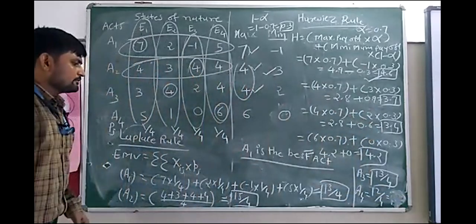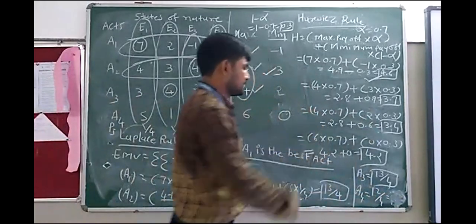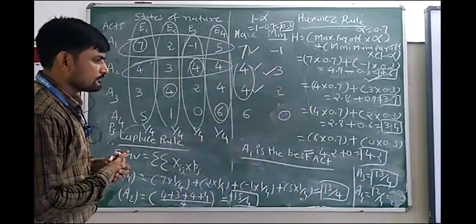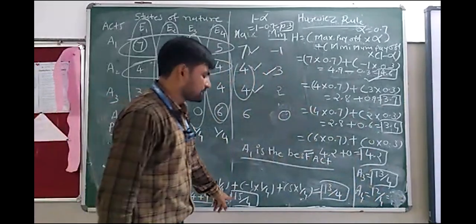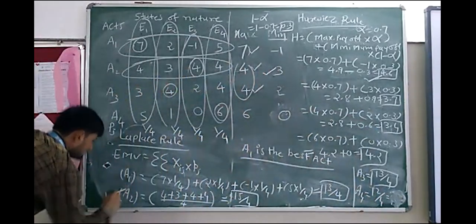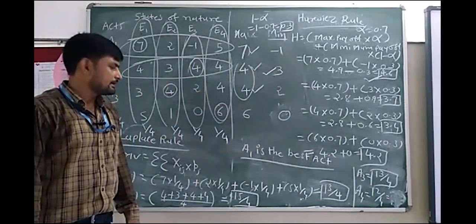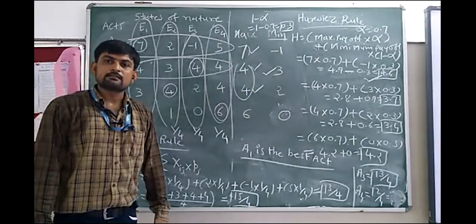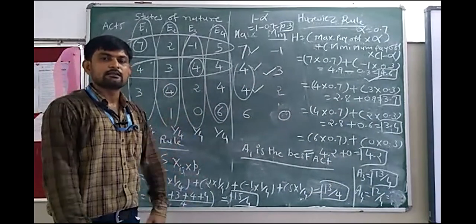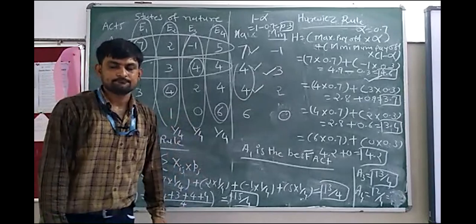Now here, the denominator is the same. So we'll directly compare the numerator. Which numerator has the greater value? I think here 15. 15 by 4 is the greater. So we can say according to the Laplace criterion, A2 is the best act. Clear? So I hope now it is clear to you all. Okay. Please write down. Then I will give you two examples for the practice.